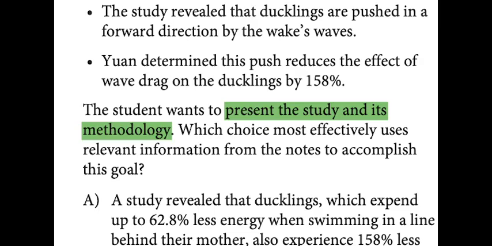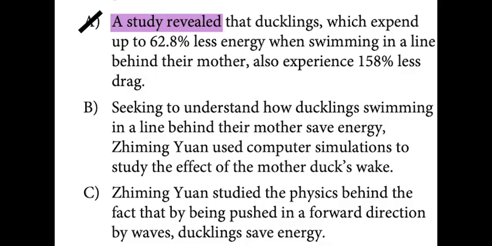There's our prompt, present the study and its methodology. We have 2 tasks here. We need to introduce the study to someone unfamiliar with it, and we need to cover the researcher's approach to the problem. Right off the bat, answer choice A is out because the phrase "a study revealed" is about findings. There's nothing here about the approach the researcher took to arrive at those findings. It also doesn't present the study. It mentions the study, but to introduce it to an audience unfamiliar with the study, we at least need to include the author. Let's try B.